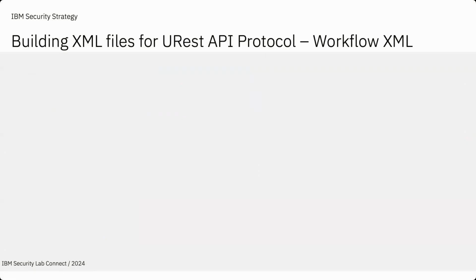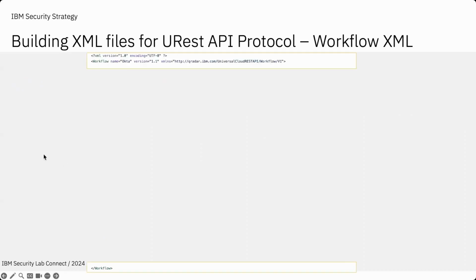Now, the question is, how do you write a workflow XML file? Just to make it easy for you, IBM has already published a lot of workflow XML files, and these are in the GitHub repository, available for free for you to use and understand. To give a basic example, I have picked one of the examples for Okta, and let's see how it goes. The first part of the workflow XML is where you mention the name and the version of the Universal REST API that you are going to use.